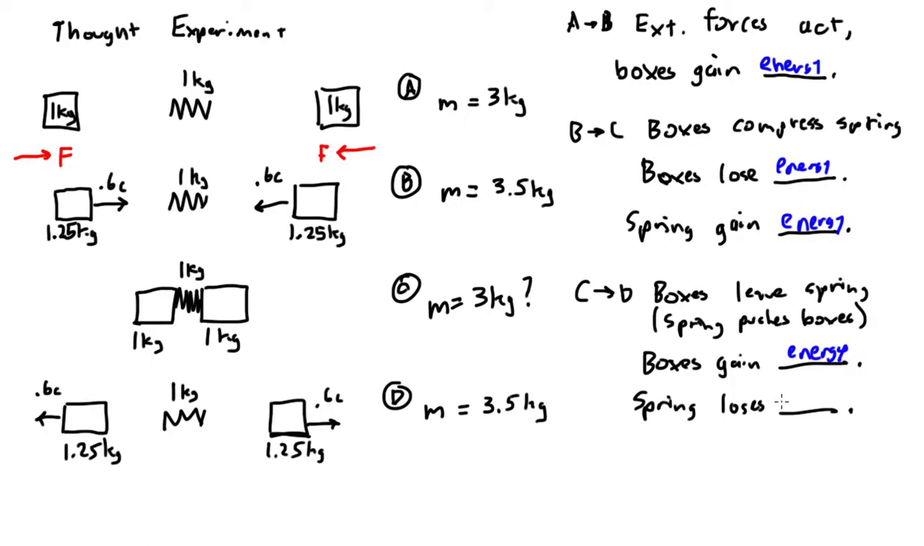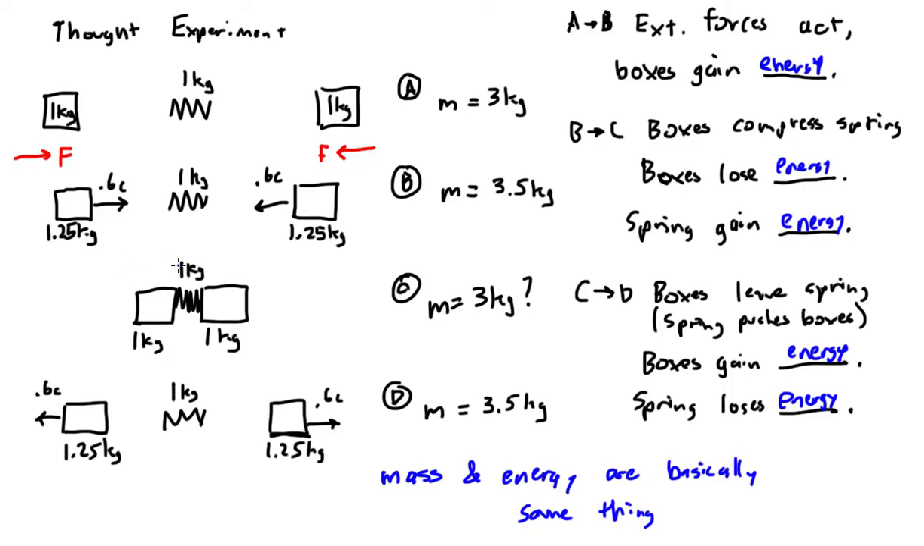Right? Because let's look at the first step, okay? From A to B, the external forces act on the boxes, which gain energy, right? Kinetic energy, okay? As the boxes compress the spring, the boxes lose energy, and the spring gains potential energy. And then when the boxes leave, the spring gives that energy back to the boxes. So here's the thing. Mass and energy are basically the same thing.